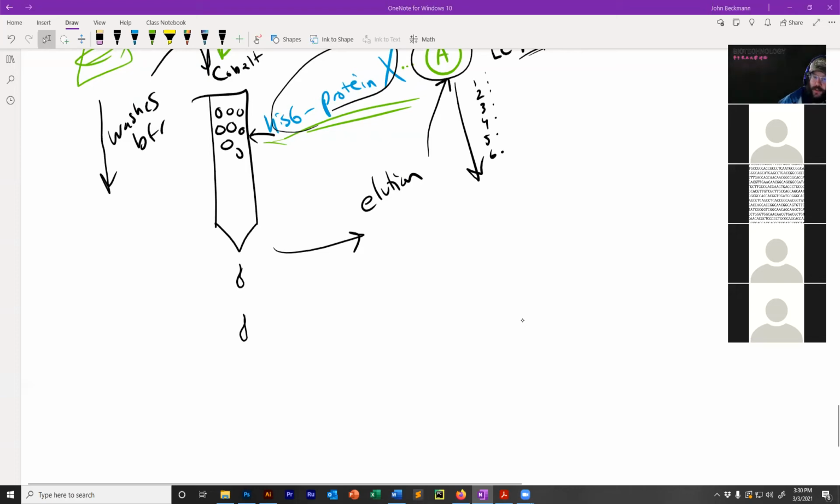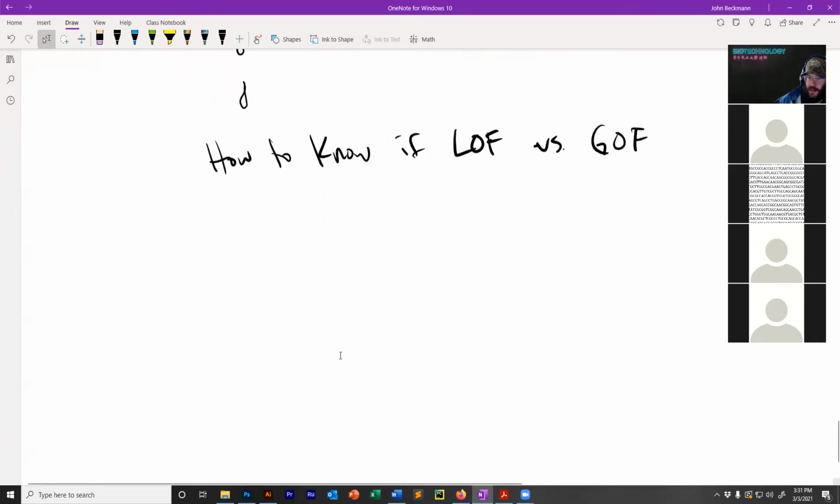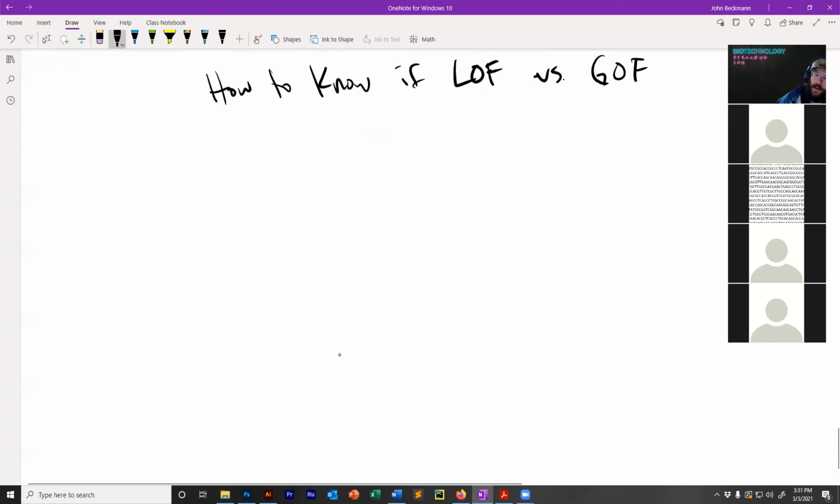It's going to depend on the phenotype. Okay, so the question, let me write it out: how to know if loss of function versus gain of function experimentation is the better approach. Like, what's the better approach? It's definitely going to depend on the phenotype, okay?